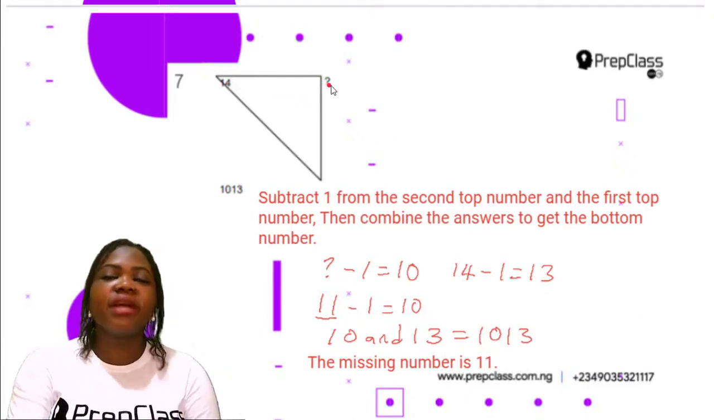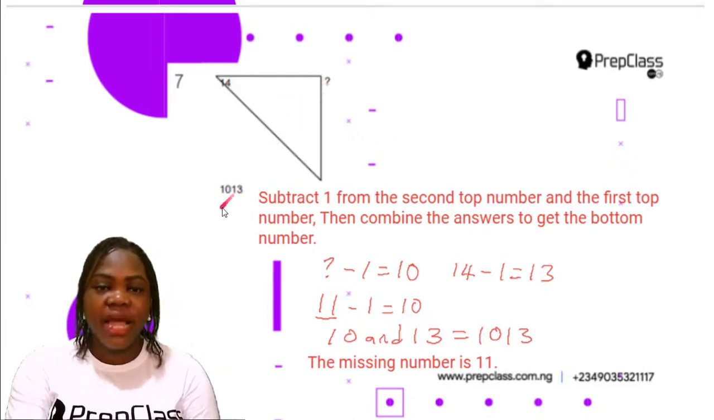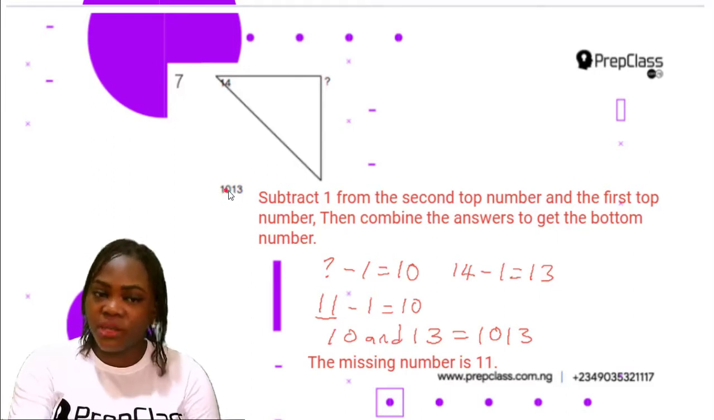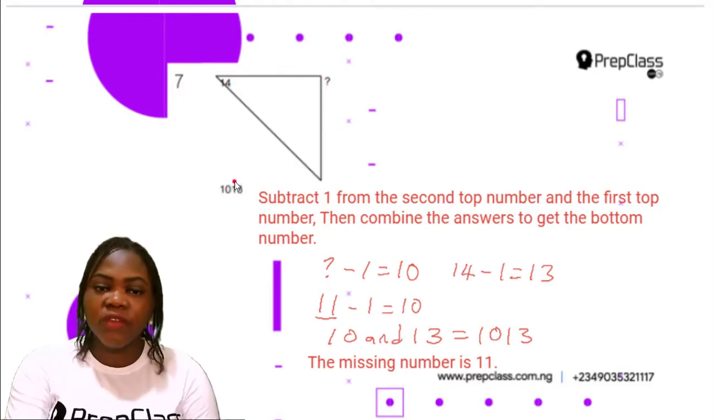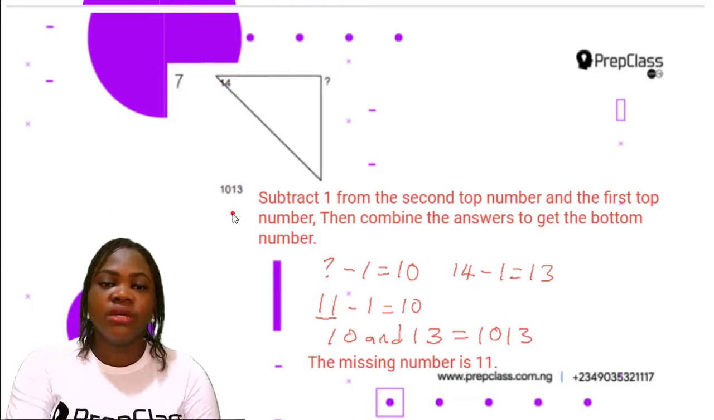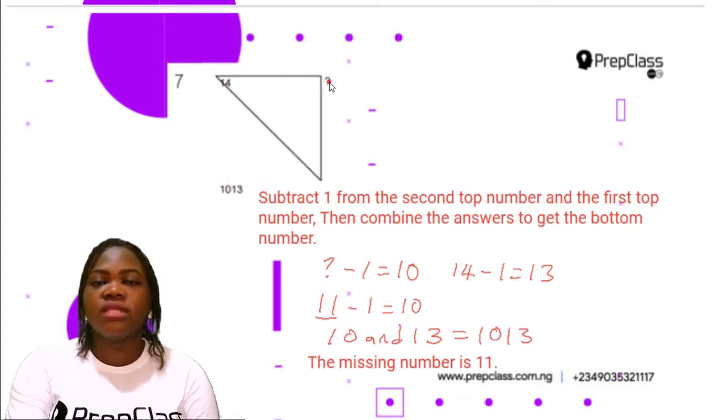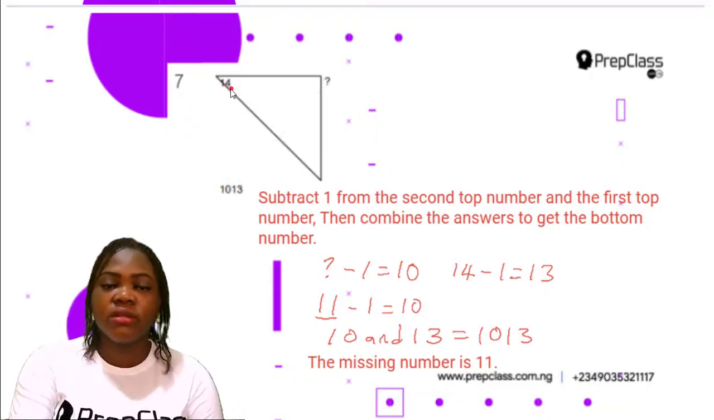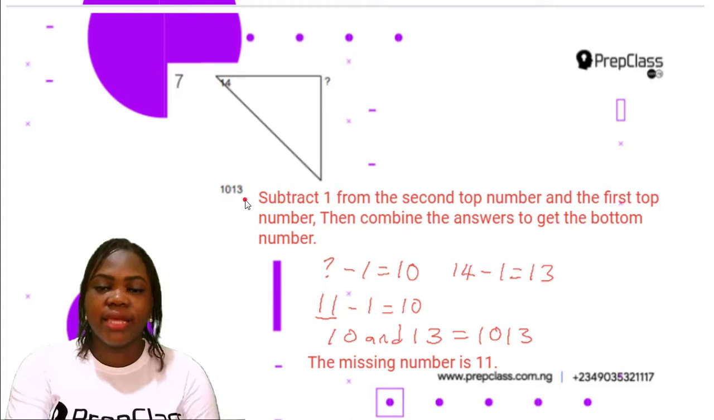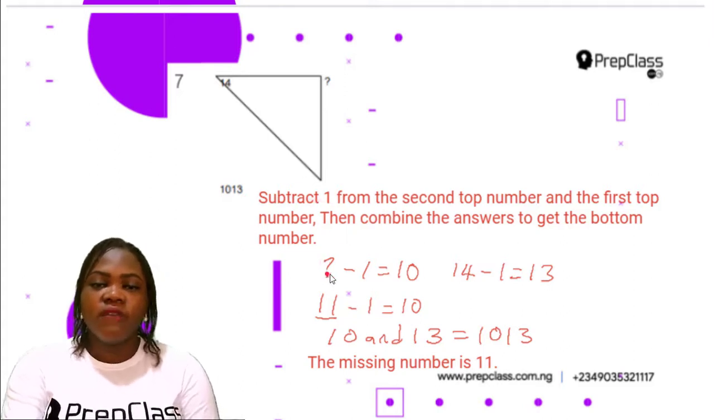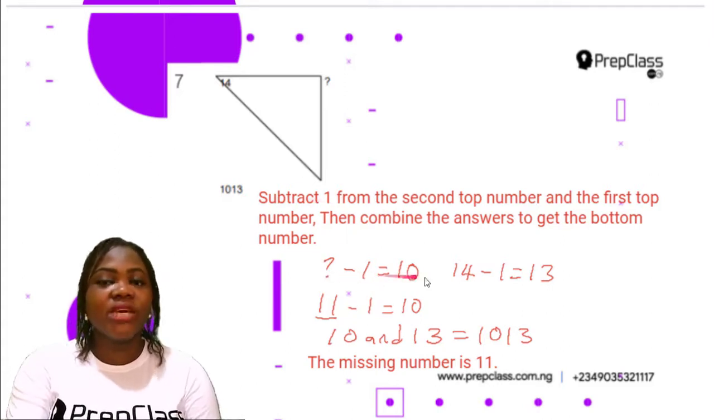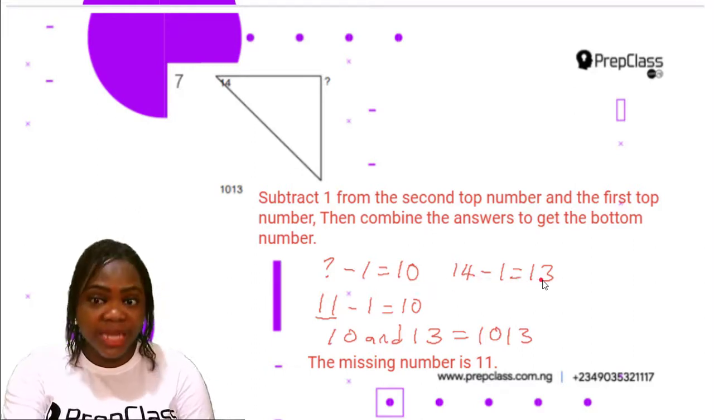So here, the second top number is not given, and then the bottom number is 1013. So this means that we have to split this number into two, 10 and 13. So this means that when we subtract 1 from the second top number, we should get 10, and when we subtract 1 from the first top number, we should get 13. So second top number minus 1 equals 10, then 14 minus 1 equals 13.